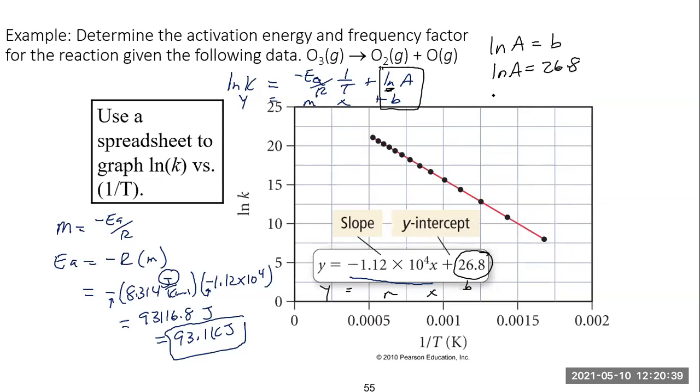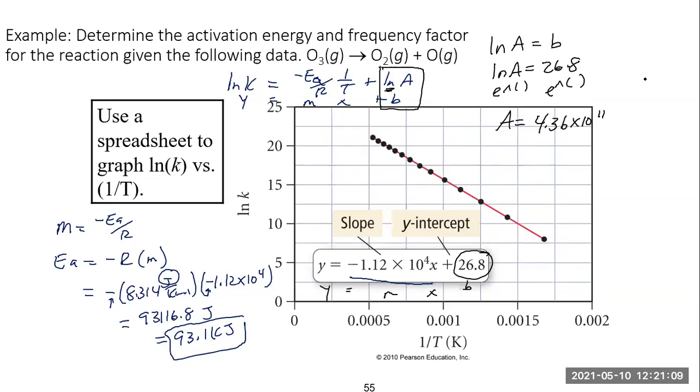We obviously need to take e to both sides. And remember, when we do that, the natural log goes away. We get an A that is equal to, call it, 4.36 times 10 to the 11. That is a big number of molecules that have a sufficient amount of energy to react. What are the units here?